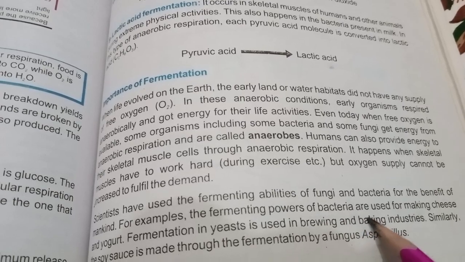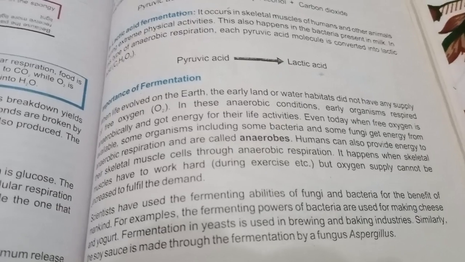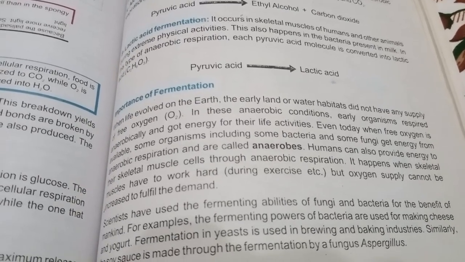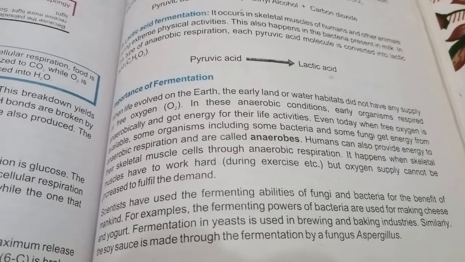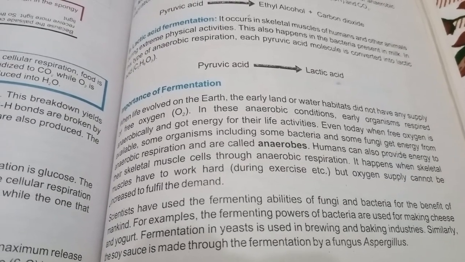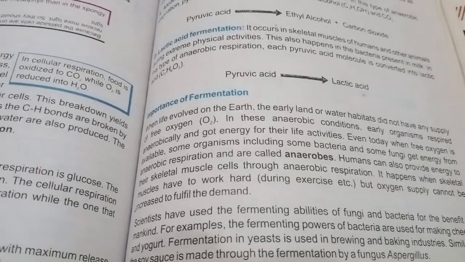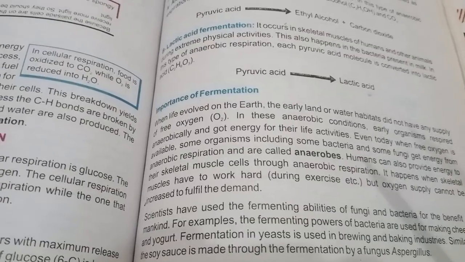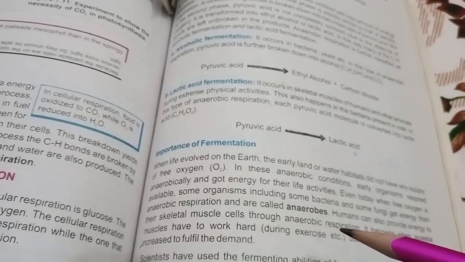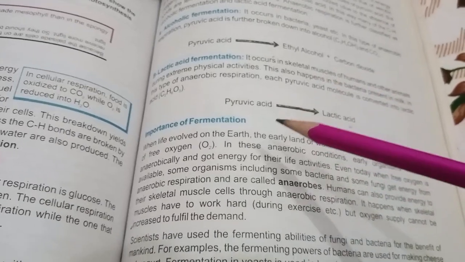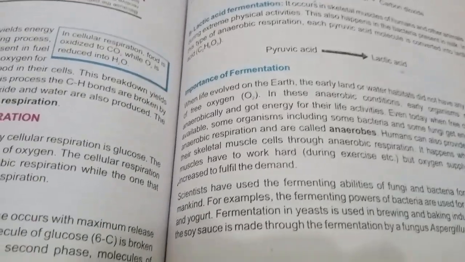the fermenting power of bacteria is used in making cheese and yogurt. Fermentation in yeast is used in brewing products and the baking industries. Similarly, soya sauce is made through fermentation by the fungus Aspergillus. So now the importance of fermentation topic is completed. Today we discussed alcoholic fermentation, lactic acid fermentation, and we studied the importance of fermentation.